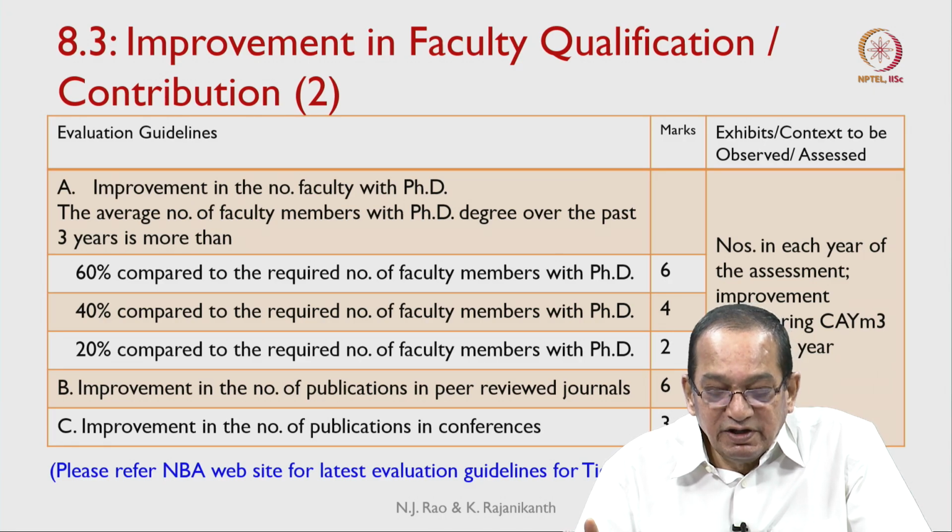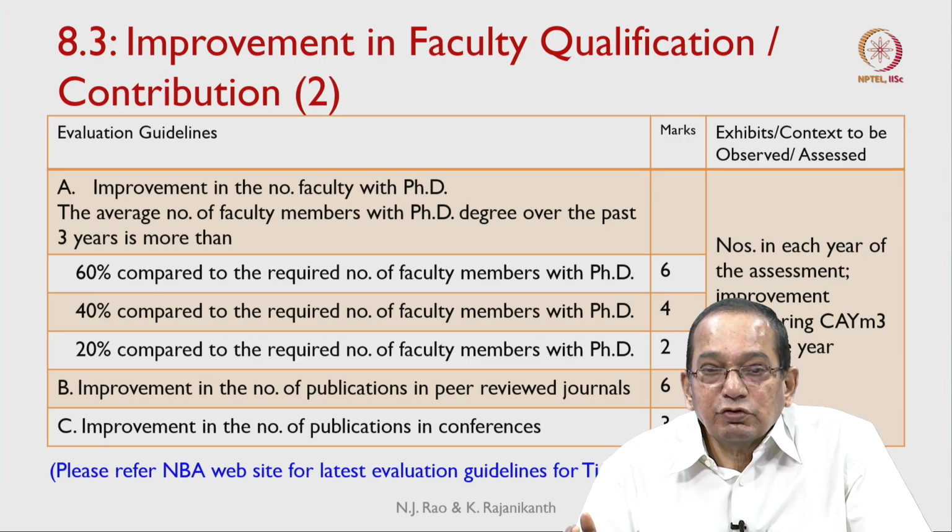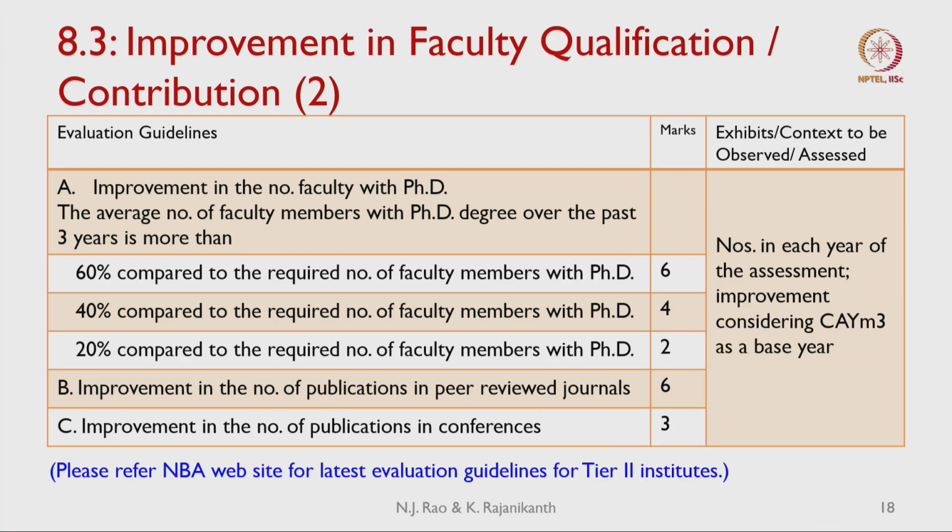What is the number of publications in conferences? For all these we take CAY minus 3, that is CAY M3, as the base year. Taking that as the reference, what has been the improvement in the next 3 years? CAY M3 to CAY M2, CAY M2 to CAY M1, CAY M1 to the current academic year. Over this period, what has been the improvement?